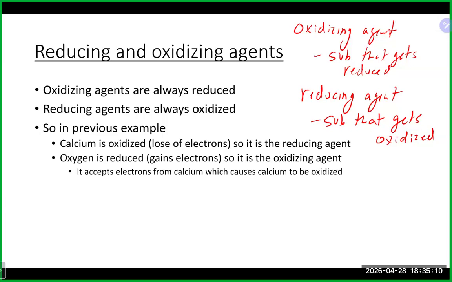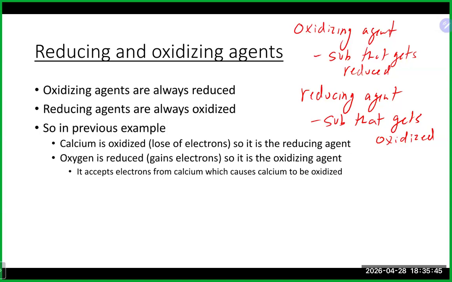So if you are getting reduced, that means you need to gain electrons, and the only way you can gain electrons is if you cause somebody else to get oxidized. That is why the oxidizing agent gets reduced, and vice versa. If you are going to get oxidized, that means you're going to lose electrons, which means somebody else has to gain electrons, and that one is going to get reduced. So once again, if you're asked what is the oxidizing agent or the reducing agent, that is a different question than what is being oxidized and what is being reduced.